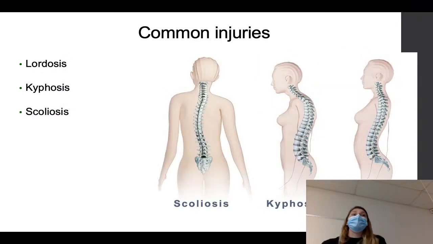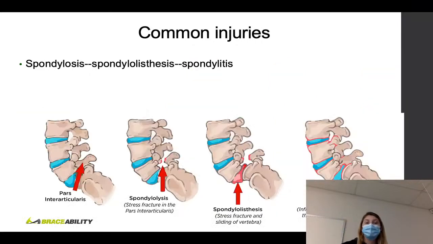So we already know excessive lordosis, excessive kyphosis, and we know scoliosis already. But we don't know the spondies. There are three spondy injuries: spondylosis, you can just write spondy, spondylolisthesis, and spondylitis. They're all varying degrees of the injury, so one is worse than the other.